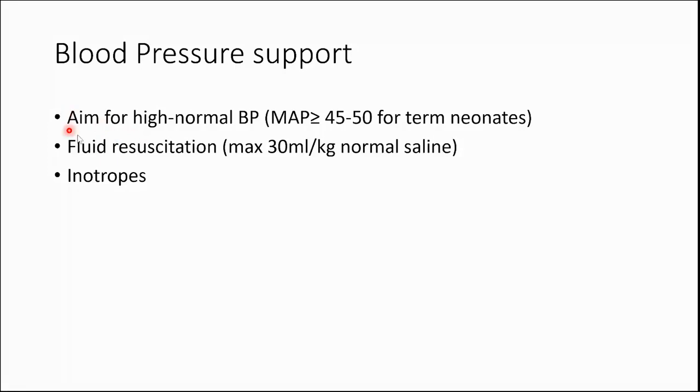So how can you maintain this blood pressure? Yeah, we have to go for fluids. We can give boluses, but make sure that you do not go beyond 20 to 30 ml per kg of normal saline boluses. This is not going to help if you keep on flushing just saline into the system. You have to use inotropes to help with the blood pressure of these babies.